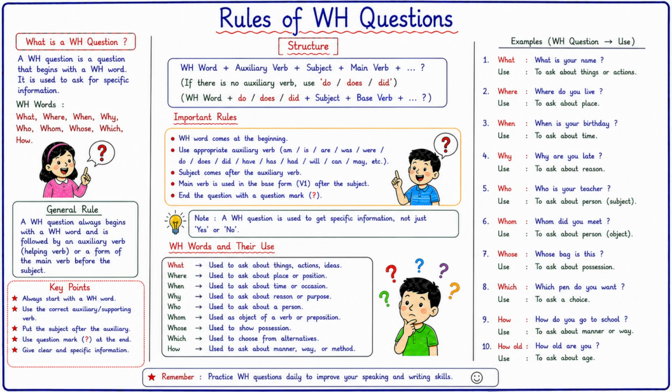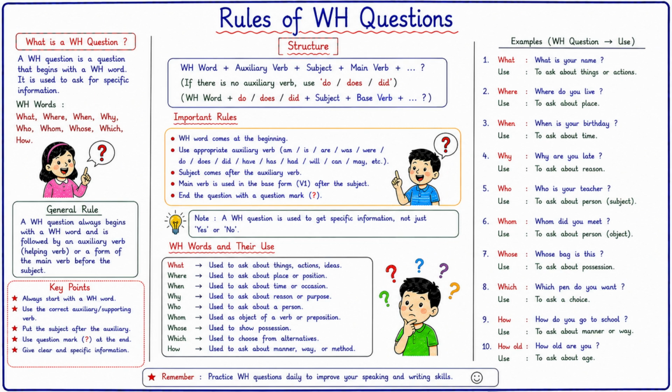Third, in a normal WH question, the subject generally comes after the auxiliary verb. For example, where do you live? Where comes first, do is the auxiliary, and you is the subject. Fourth, when we use do, does, or did, the main verb comes in its base form. For example, what does he eat? Not, what does he eats? And, where did she go? Not, where did she went? Finally, remember to use a question mark at the end of a direct WH question.